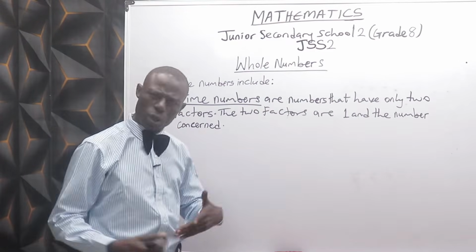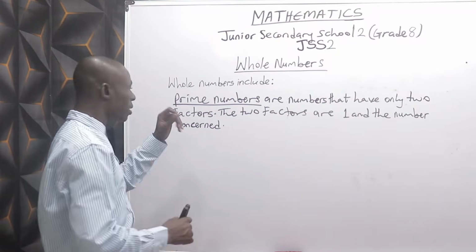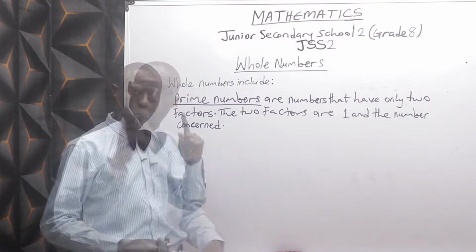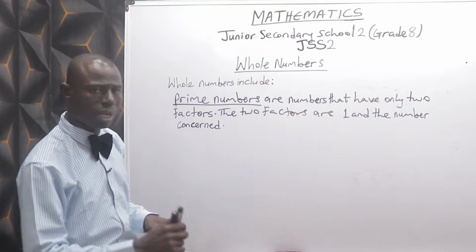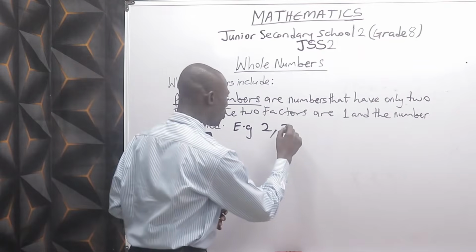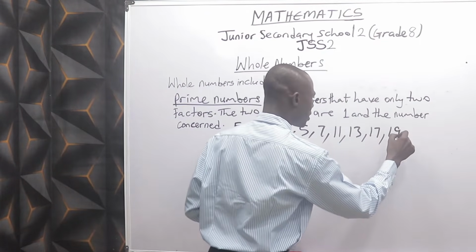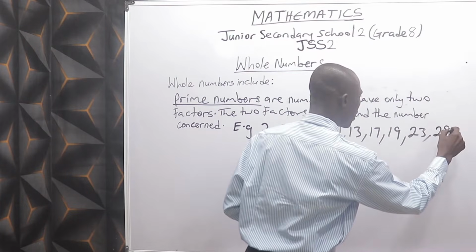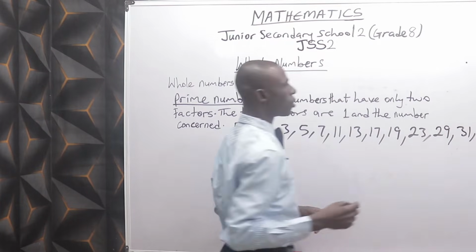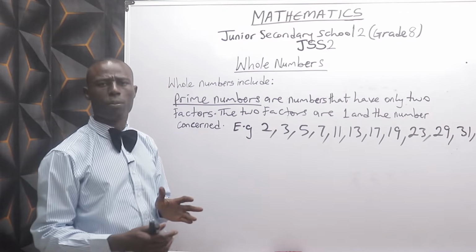When we say prime numbers, what do we mean? Prime numbers are numbers that have only 2 factors. The 2 factors are 1 and the number concerned. E.g., 2 is the first prime number, followed by 3, then 5, 7, 11, 13, 19, 23, 29, 31, and so forth. Why exclude 1 in the set of prime numbers?